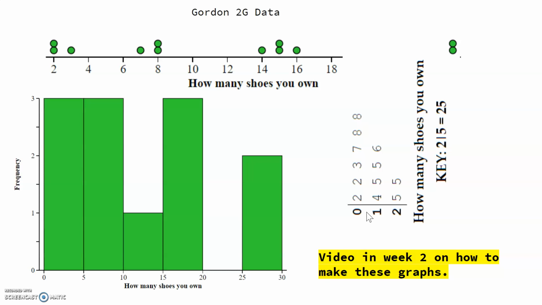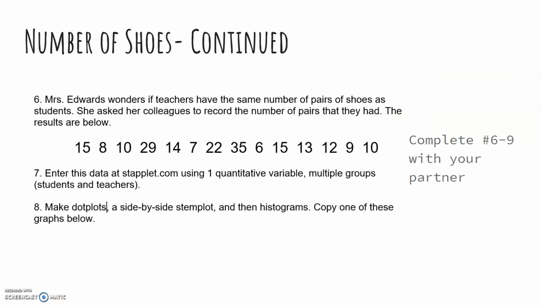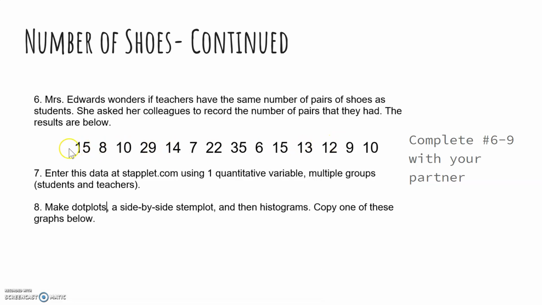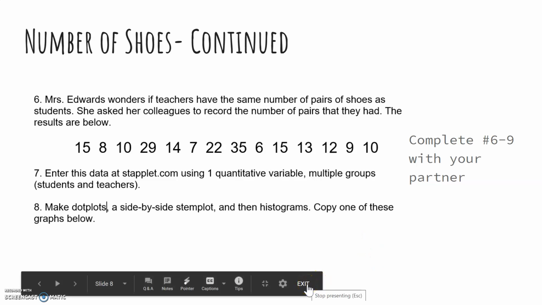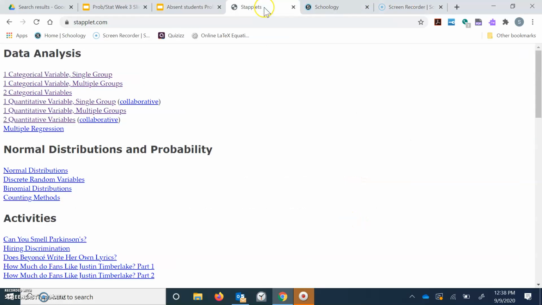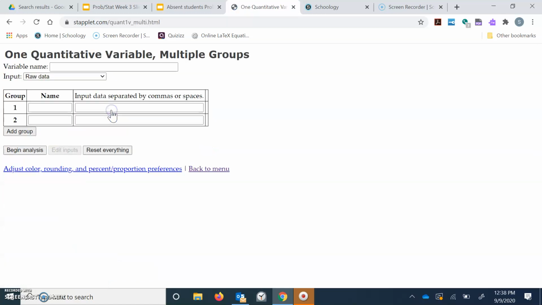Turn the page. So the next thing is number 6. The first thing we asked you in 6 was to go ahead and add this teacher shoe data, how many shoes teachers owned, into Statlet. Now it says one quantitative variable, multiple groups. So I'll just start showing you how that works. One quantitative variable, multiple groups. I click this one right here.